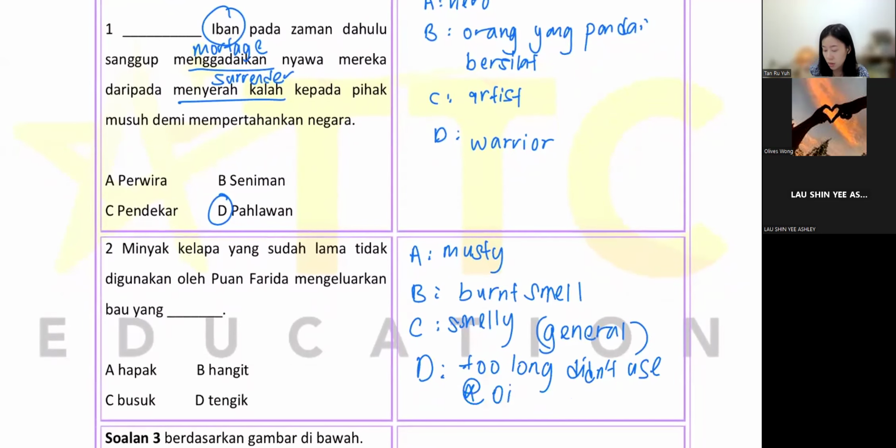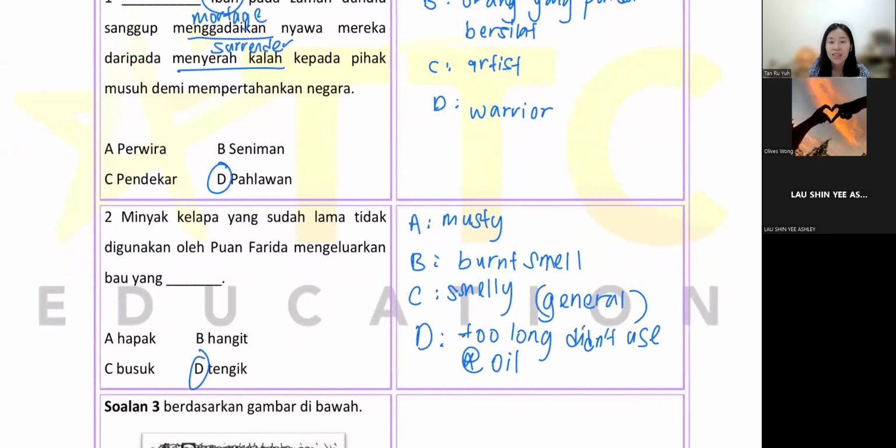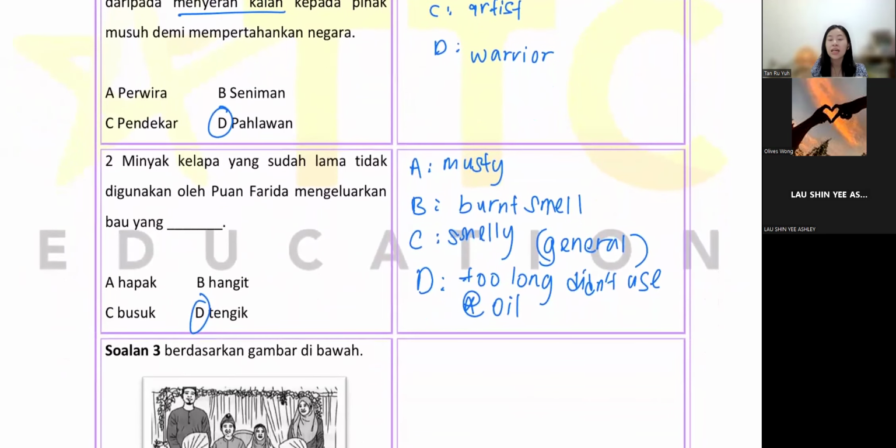For oil. Yes, answer is donkey. Dang it. This one you need to be alert because they keep coming up with those types of kata-kata to test whether you understand this. Okay, can I go for question number 3?